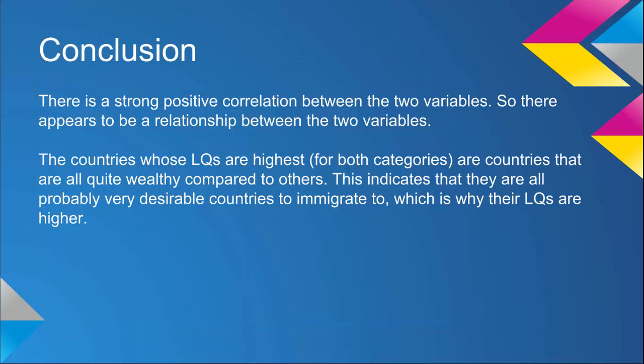My conclusion is that there is a strong positive correlation between the two variables, so there appears to be a relationship between the two. The countries whose LQs are highest for both categories are all quite wealthy compared to others. To me, this indicated that they were all probably very desirable countries to immigrate to, which is why their LQs were higher. Since they're wealthier countries, they're more likely to inspire people to go there. They might also have more job opportunities, as described in my hypothesis.